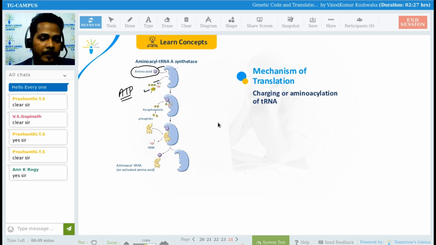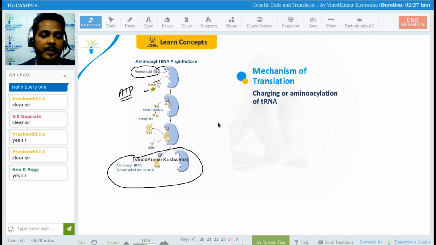So how does the charging, or aminoacylation of tRNA, take place? The aminoacyl adenylate enzyme complex, when it reacts with the tRNA specific for the amino acid, produces the aminoacyl tRNA complex, and this aminoacyl tRNA complex is called the charged tRNA. So after ATP absorption, it is going to be fully charged.